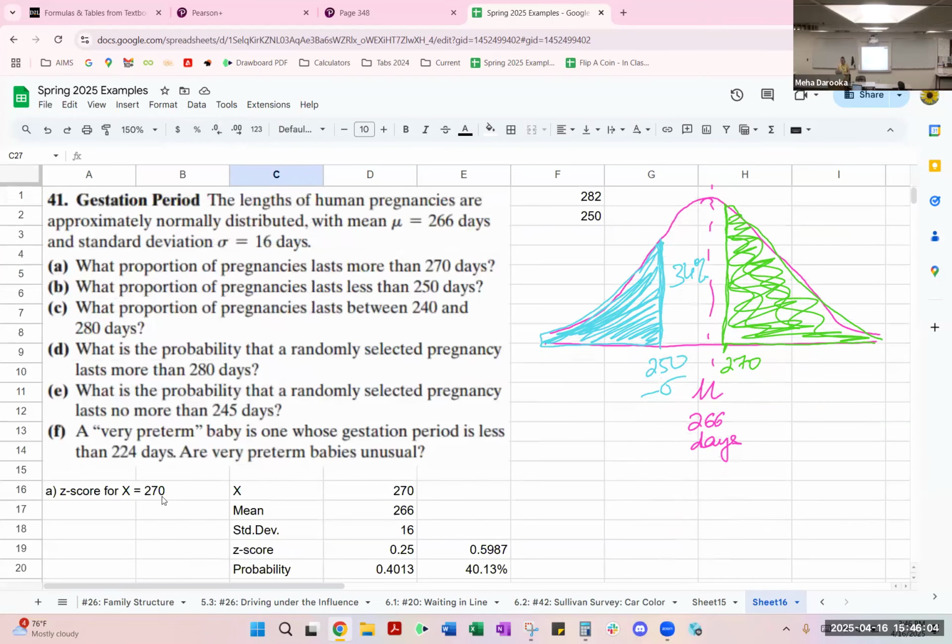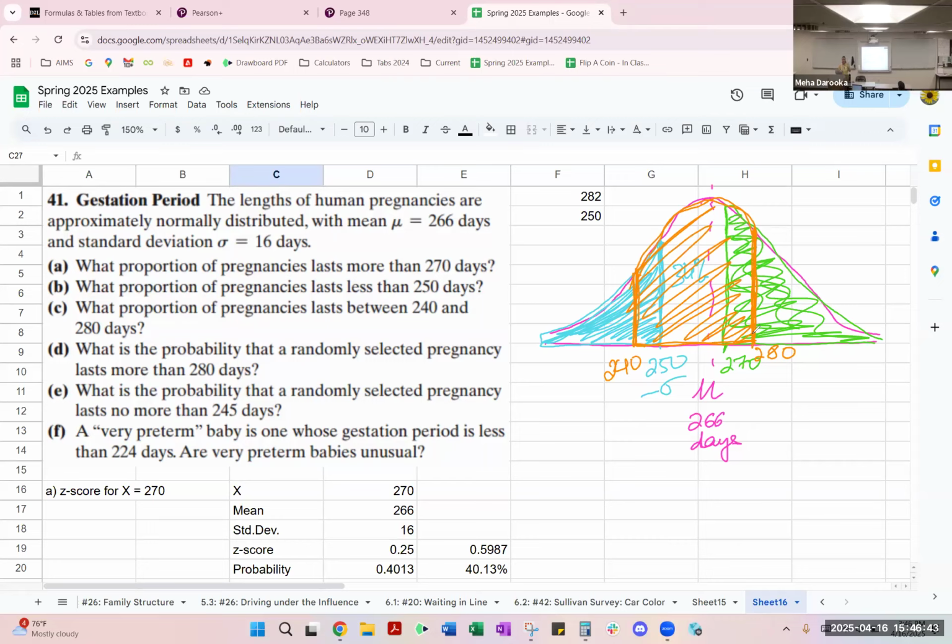Part C is asking us for the proportion that is between 240 and 280. So 240 will be obviously a little bit lower than 250. And what was the other one? 280, which would of course be 10 units larger than 270. That's 280. So this is the area you are looking at.